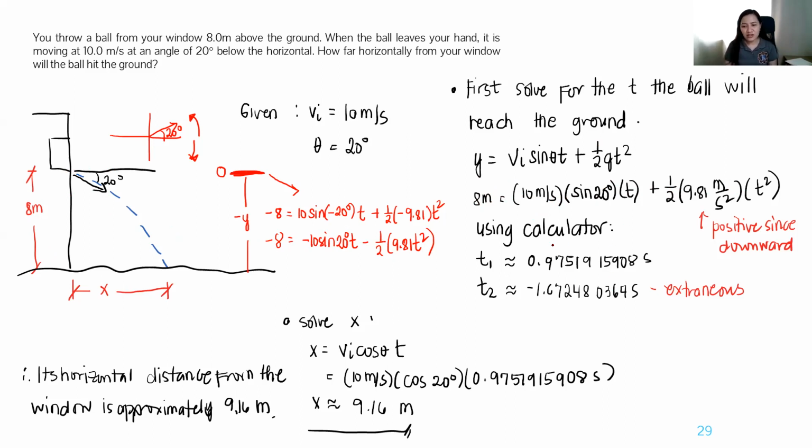So using the calculator, we'll be able to come up with these two values. So one is a negative nga value. Of course, there is no negative nga time. So that's an extraneous nga root. So ang time nga atong gamiton ra kaning 0.97519. And then we are going to substitute this now to the formula for x, which is equal to vi cosine theta t. And we'll be able to solve the horizontal distance, which is 9.16 meters from the building.